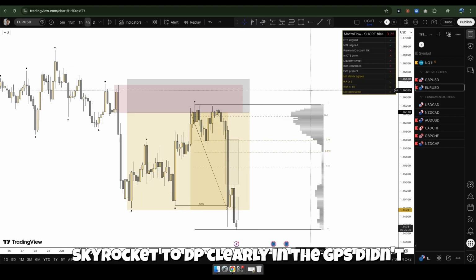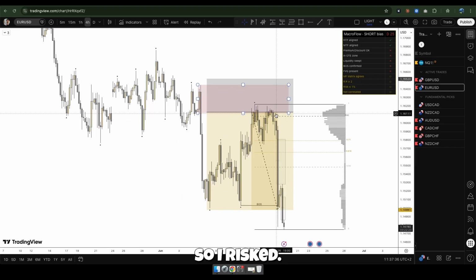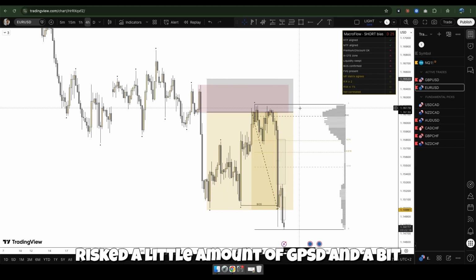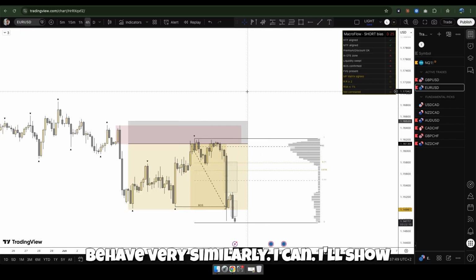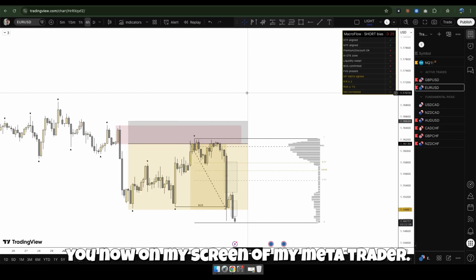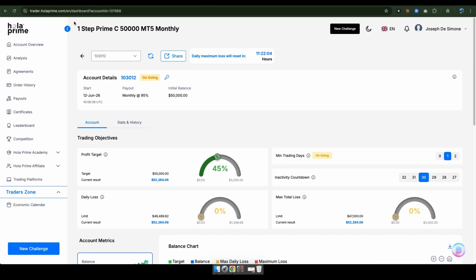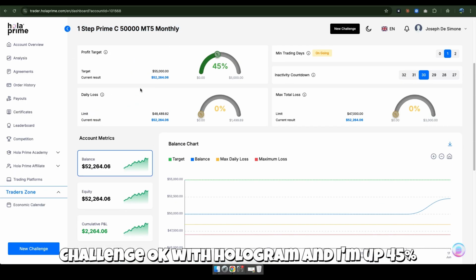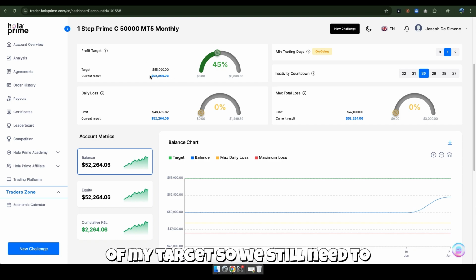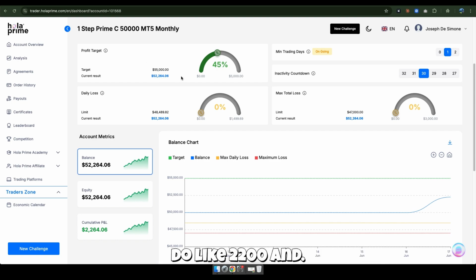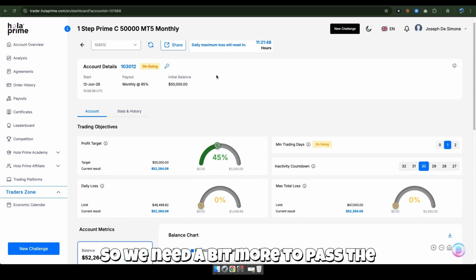Clearly, GBP/USD and the USD are extremely correlated assets, so I risked a little amount on GBP/USD and a bit more on USD, knowing that they would behave very similarly. I'll show you now my MetaTrader screen. I'm trying to pass a 50k challenge with Holoprime, and I'm up 45% of my target. So we still need to do like 200, so we need a bit more to pass the challenge. I will try to document everything.